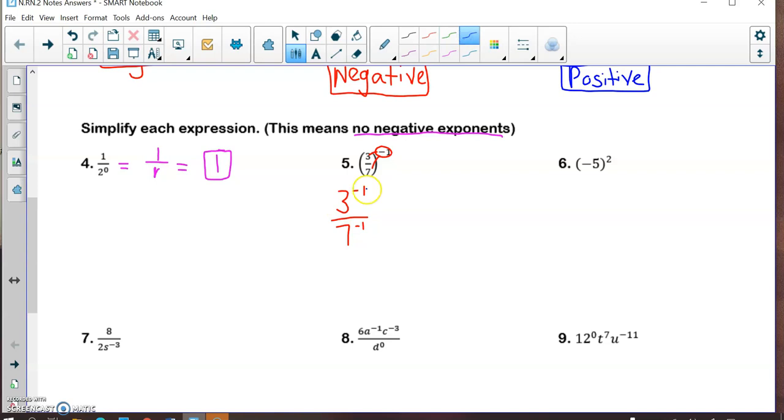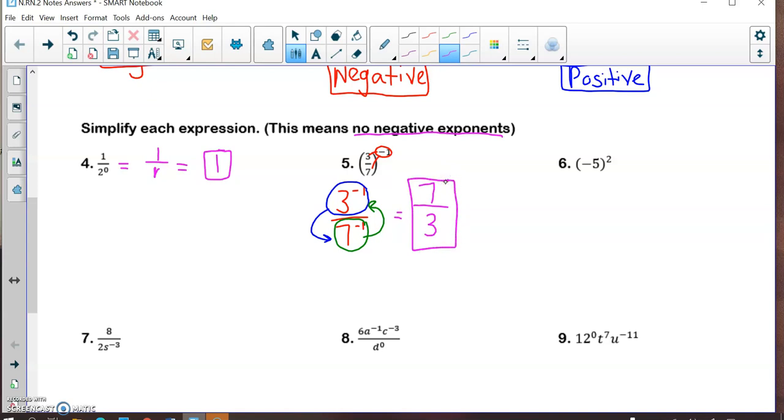So the 3, in order to make it into a positive exponent, since it's in the numerator, needs to be brought down to the denominator. And to get the 7 to have a positive exponent, it's in the denominator, so it needs to be brought to the numerator. So I would have a 7 to the positive first power, which is just a 7, over a 3 to the positive first power, which is just a 3. So I have a 7/3.